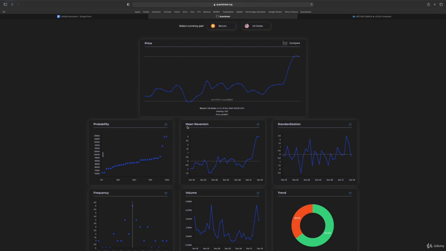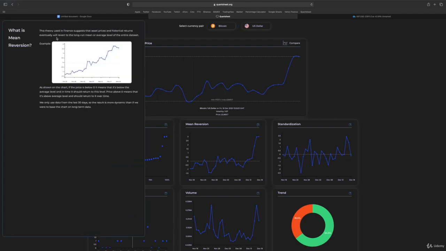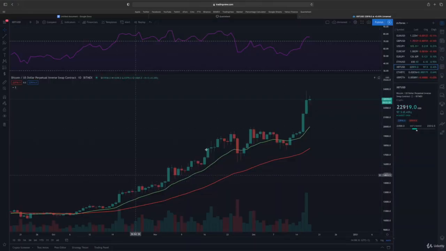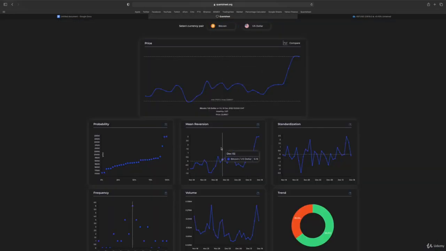When we take a look at mean reversion, for example, this theory used in finance suggests that an asset's price and historical returns will eventually revert to the long-run mean or average level of the entire dataset. So this zero level is basically the price which is the mean for this 30-day dataset that we have. And as you can see, even when we have this crazy bull run, take a look. From the last 30 days, we have 1, 2, 3, 4, 5, 6 touches. 6 touches to the mean.